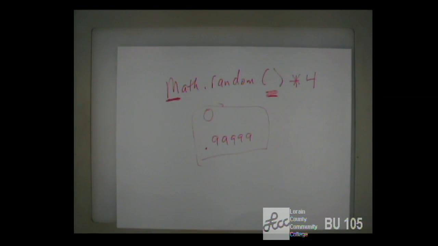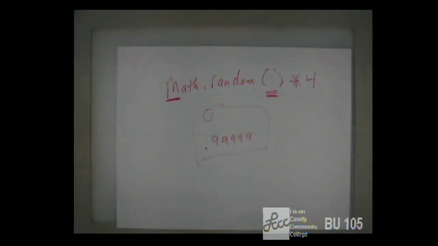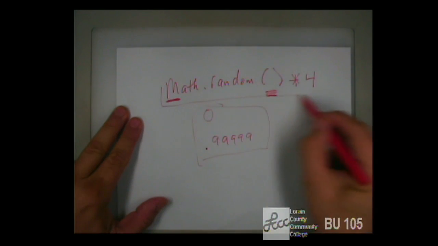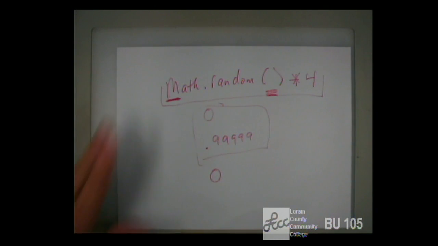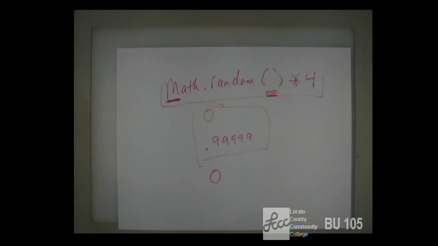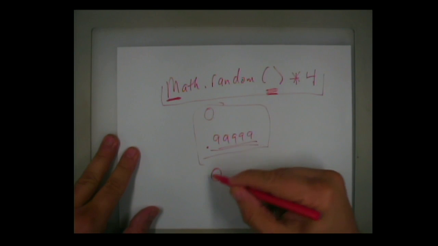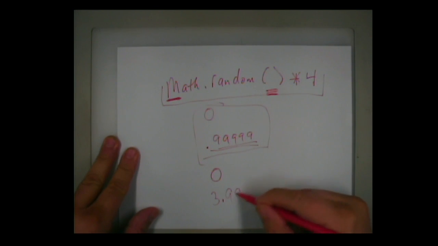I multiply that by 4. That's what the times 4 says. So how big is this going to be? Well, 4 times 0 is 0, so the lowest value is still 0. 4 times 0.99999, is that going to be 4? It will give me almost 4, but not quite. Because 4 times 1 would be 4, but this never makes it all the way up to 1. Therefore, we're going to get a value between 0 and something like 3.99999.